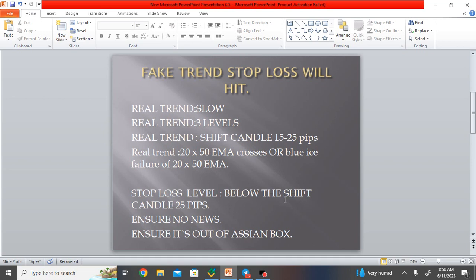We shall review how to set the stop loss level. Then ensure there is no news, because if there is news, the stop loss will hit, as the market will shift to hit the stop loss by increasing the spread. Then ensure it's out of the Asian session. So be cautious with the Asian session, London session, and New York session. Make sure your entry is targeted out of the Asian box. Let's review.